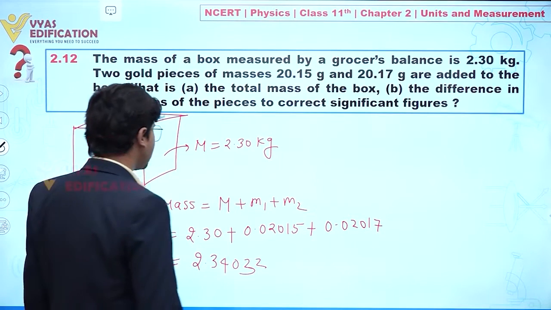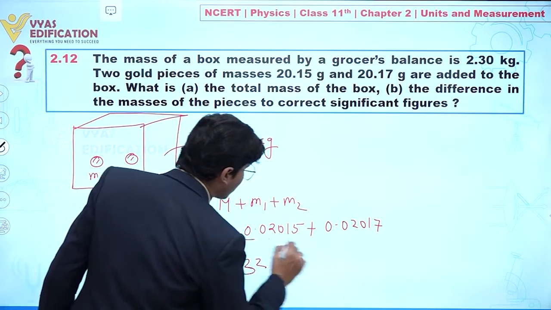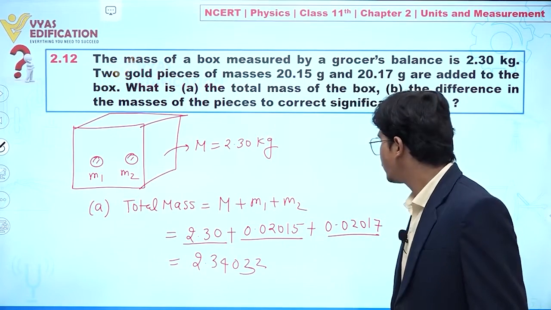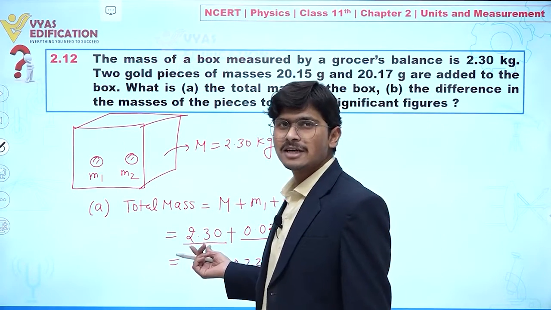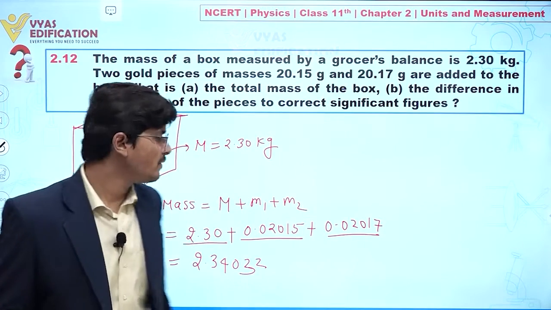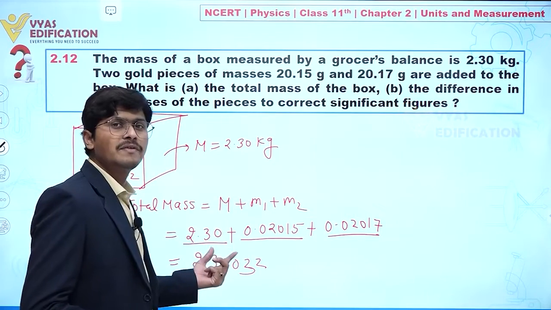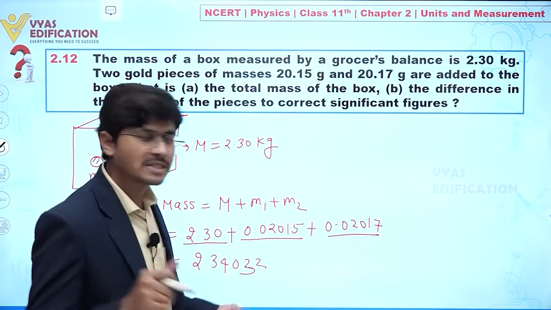Now we can say whenever we are adding, we always find the least number of digits after decimal. So here we are having only 2 digits after decimal, clear. So we will write the final answer according to this one. We will write only 2 digits after decimal, clear.